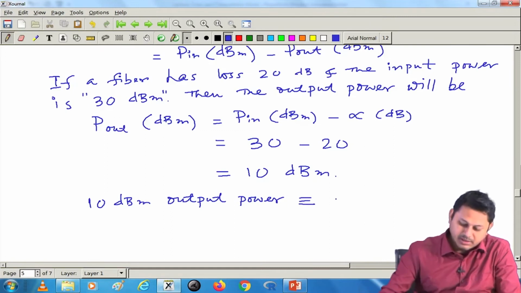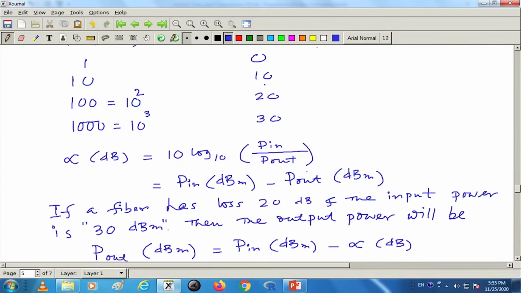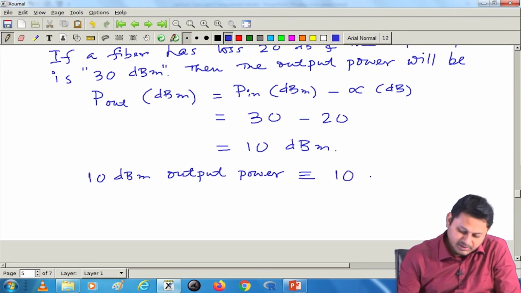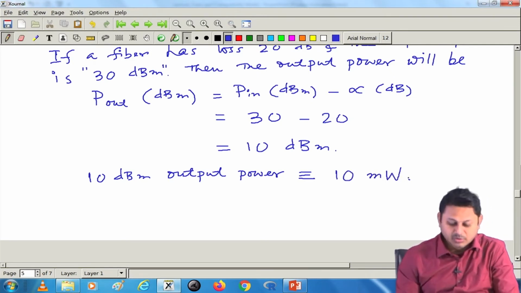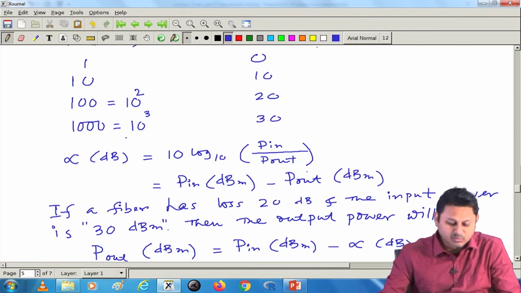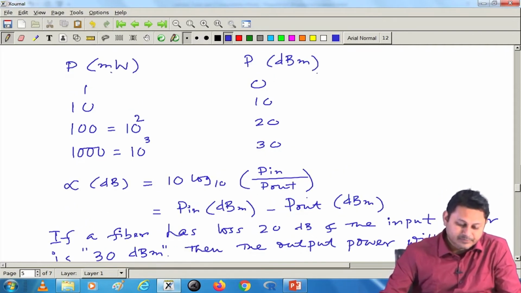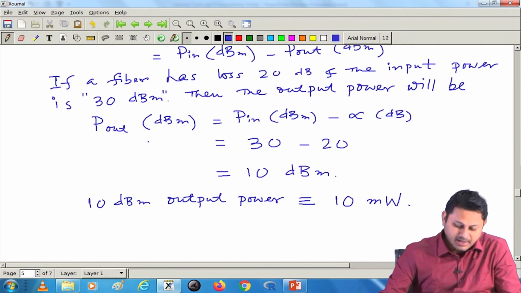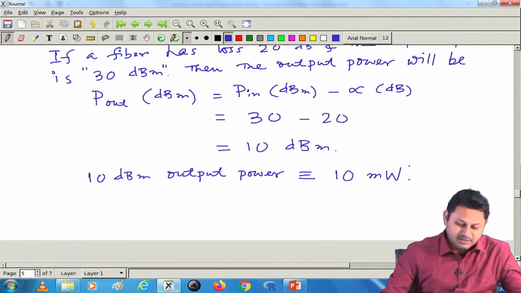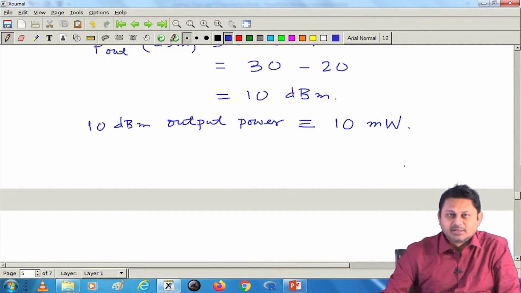10 dBm output power is equivalent to, here we have a chart, 10 milliwatt. So, eventually I have 10 milliwatt power at the output, whereas in the input I have 30 dBm, which means I actually have 10 to the power 3 milliwatt. That means I launch 1 watt power, and during the propagation there is a loss, and at the output I am getting 10 milliwatt of power, and this loss is 20 dB. This is roughly the way one can represent the loss in the fiber in dB units.